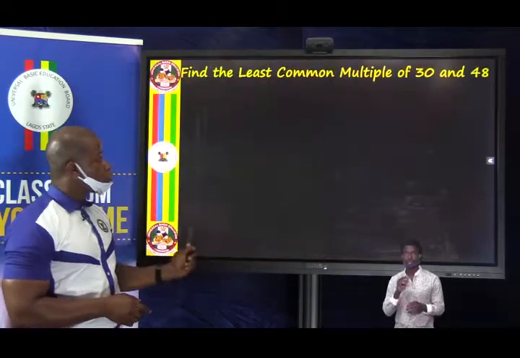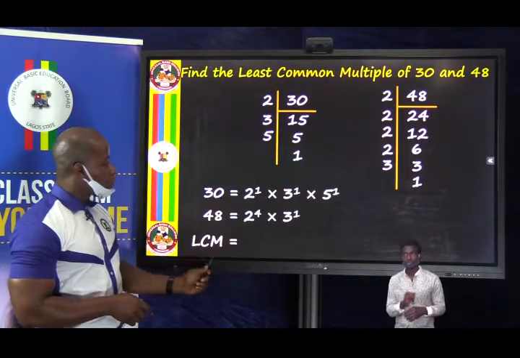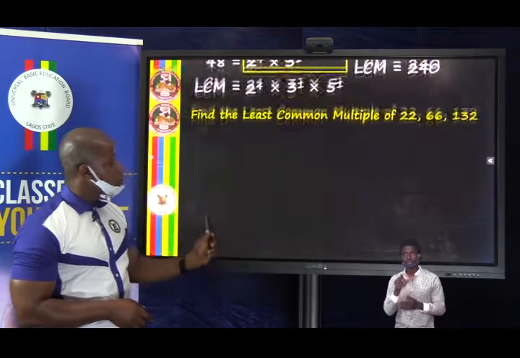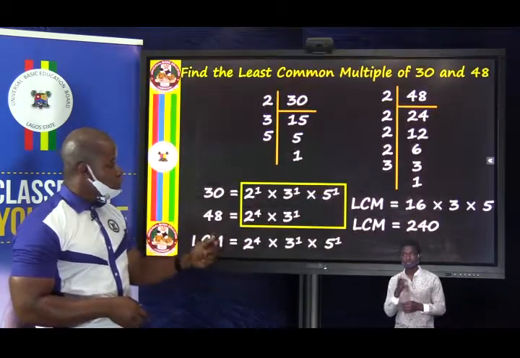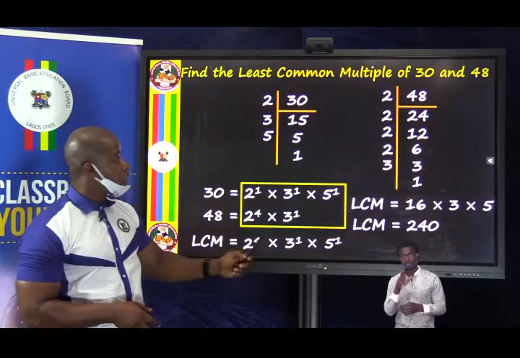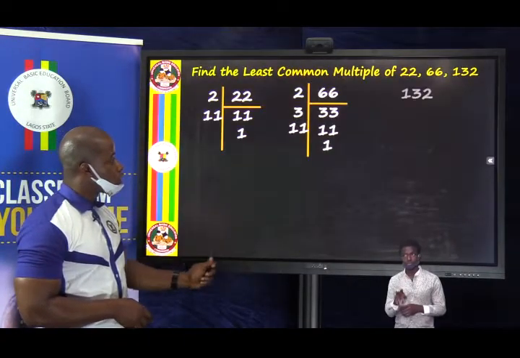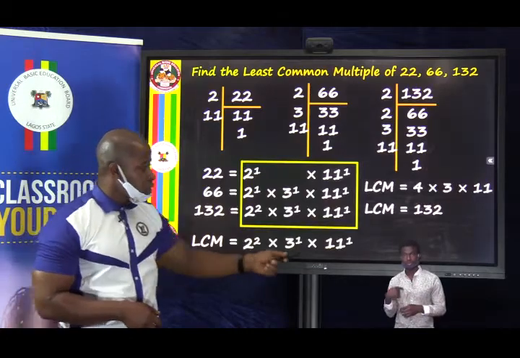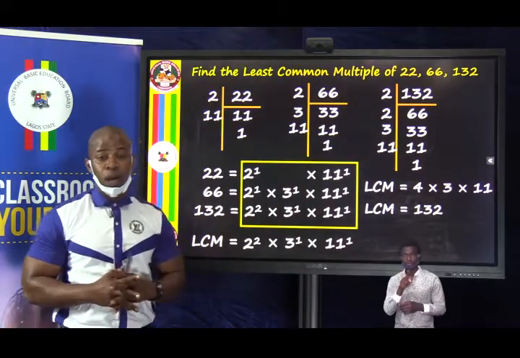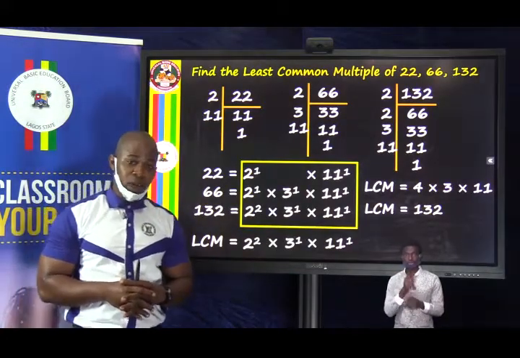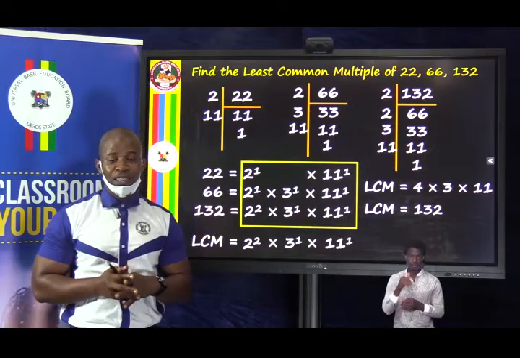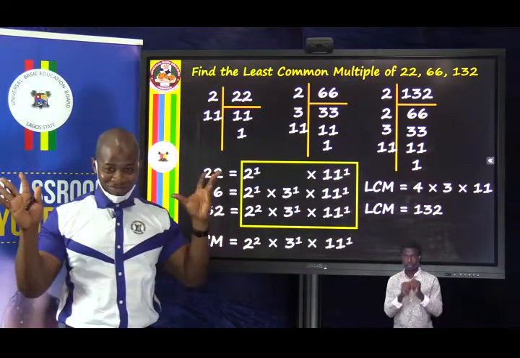Now, just to run through the other ones for you, we do it likewise, and we see that the LCM is 240, 430, and 48, doing the same thing. And then for 22, 66, and 132, running through it, we see that the LCM is 132. I believe that you got the answers right. Give yourself a tick, and I celebrate you with a cheer.